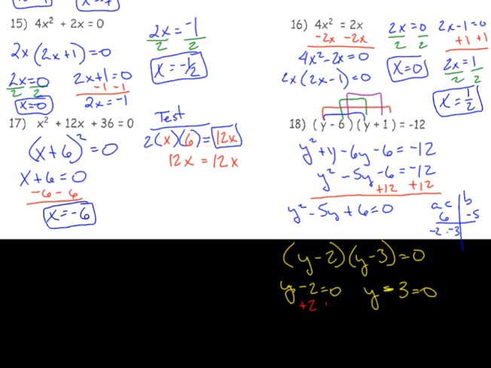I add 2 to both sides. Y equals 2. Here, I add 3 to both sides. Y equals 3.